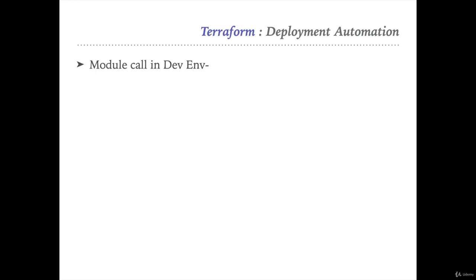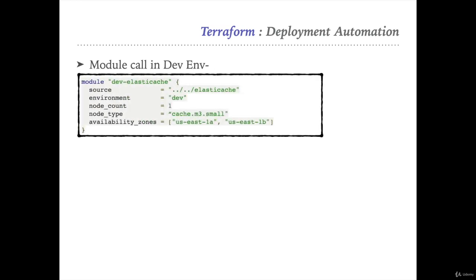So suppose first we are calling that module in the dev environment. We will call that module like this. We will define the module, then the name of the module. That could be anything; I'm taking dev-elastic-cache. Then we define the source. Inside the source, you need to define the relative or absolute path of your module. For the relative path, you can simply take ../../ and then the module name. Then we define the environment as dev, node count 1, node type cache.m3.small, and the availability zone.